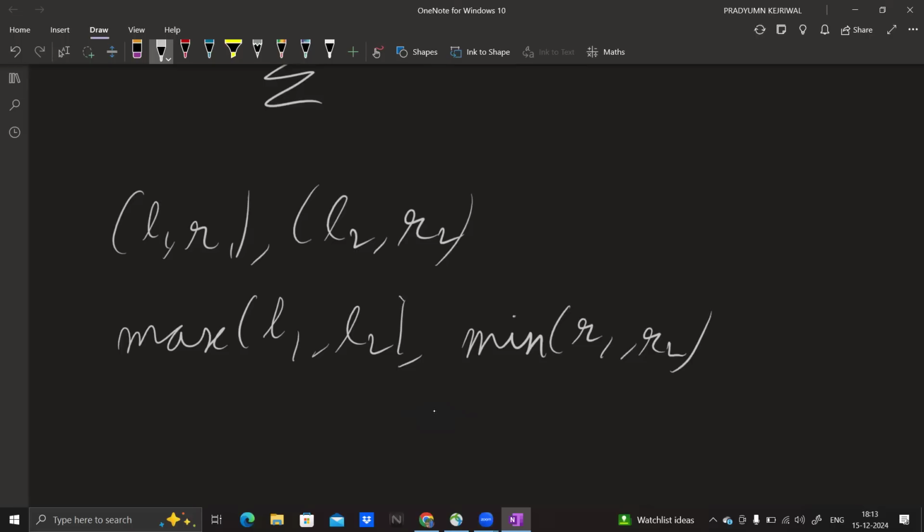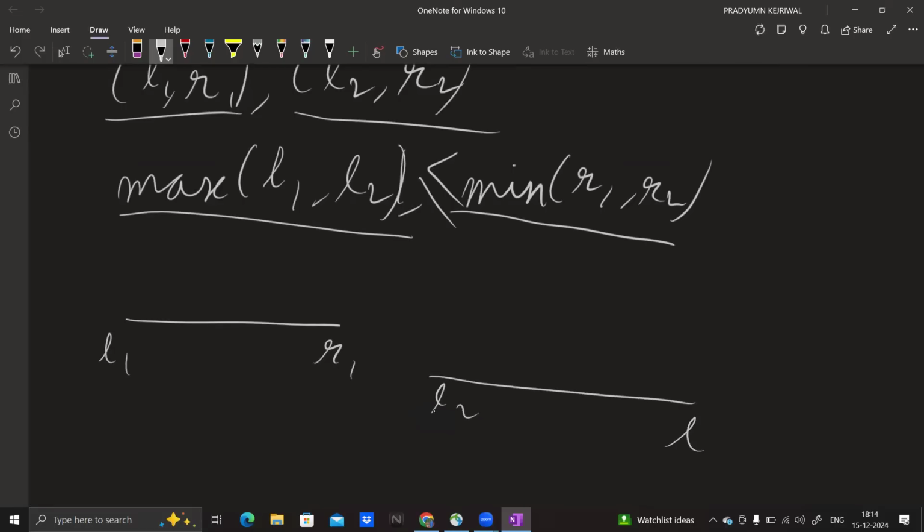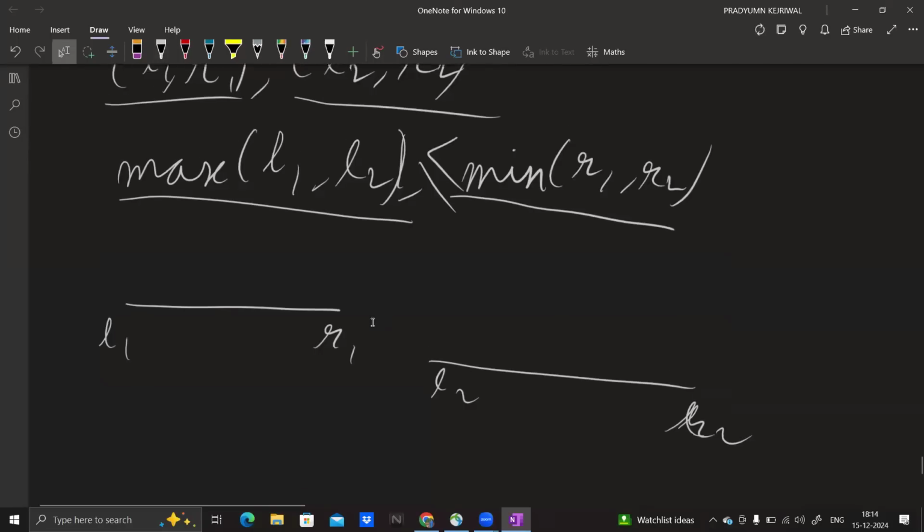But here I have to check that the right limit should be greater than or equal to the left limit. If that is not the case, then that means that these two intervals have no intersection. Like if the intervals are like this, L1 R1, L2 R2, then they won't have any intersection. So in that case, we will add 0 to our answer, and otherwise we'll just add the length of this interval. Right? I hope it is clear.